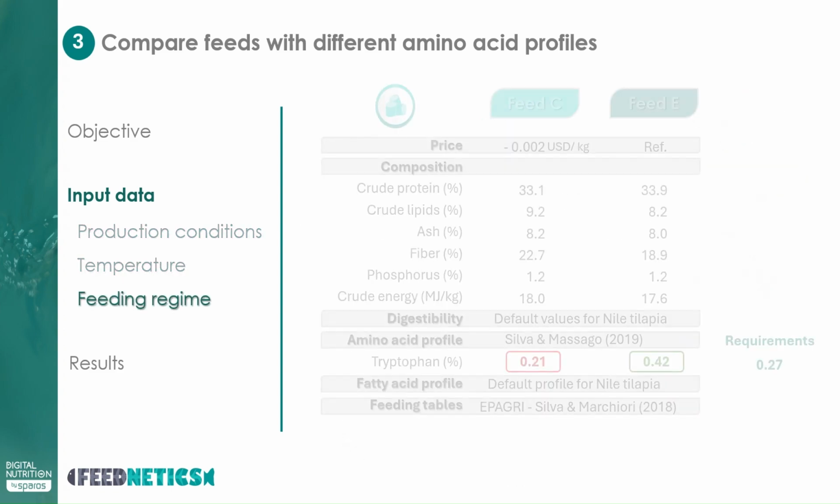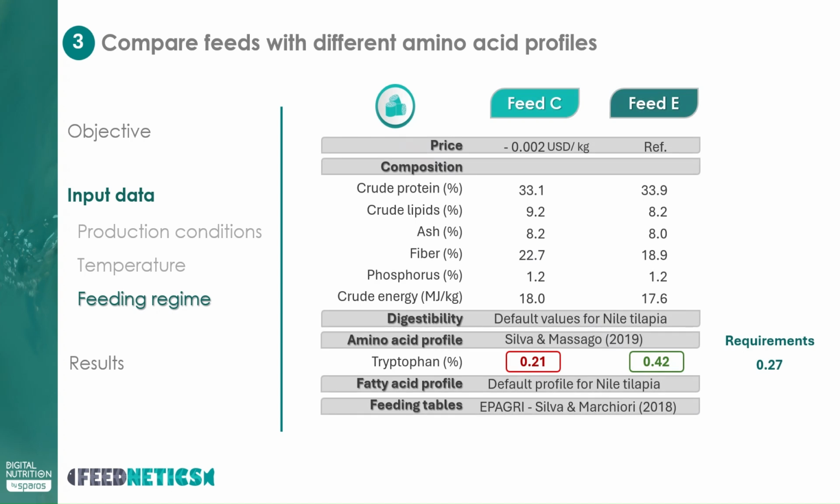Now, looking at the feeding regime, the two feeds differ mainly in their amino acid profiles, particularly in tryptophan levels. Feed C provides 0.21% tryptophan and feed E 0.42%. All other components, digestibility, fatty acid profile, and feeding table, remain the same. This allows us to isolate the effect of amino acid balance on economic performance. After entering all inputs, we ran both scenarios.